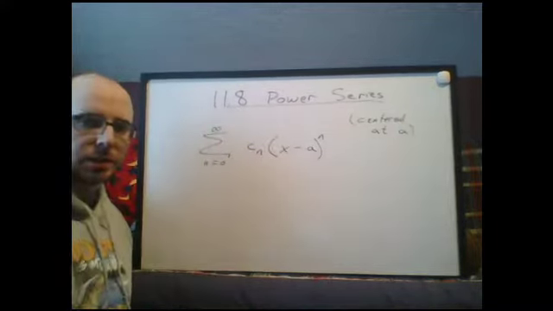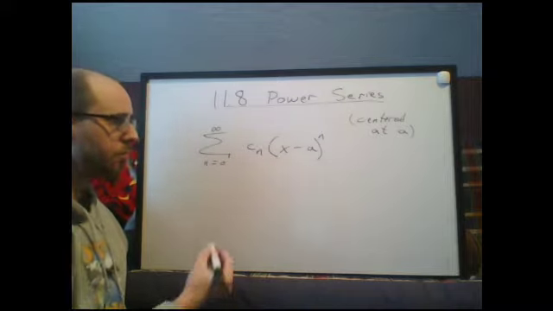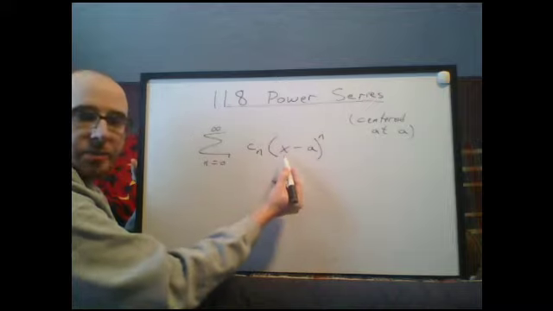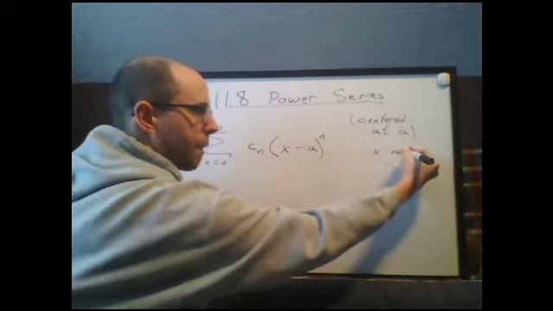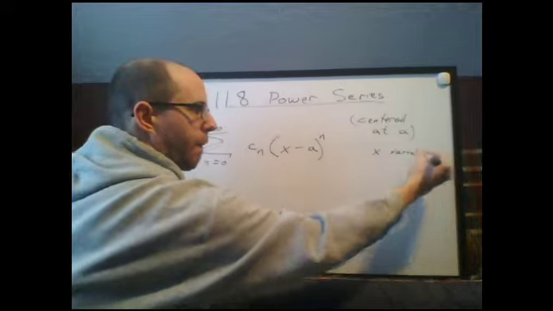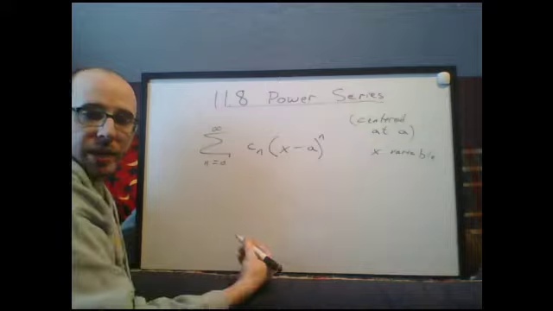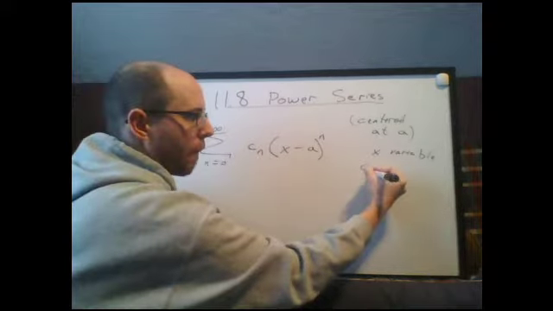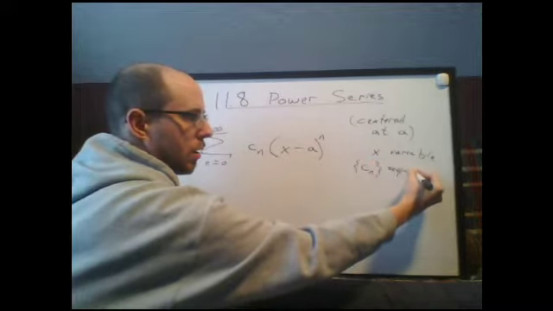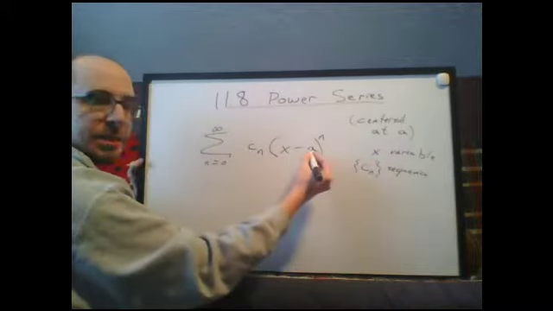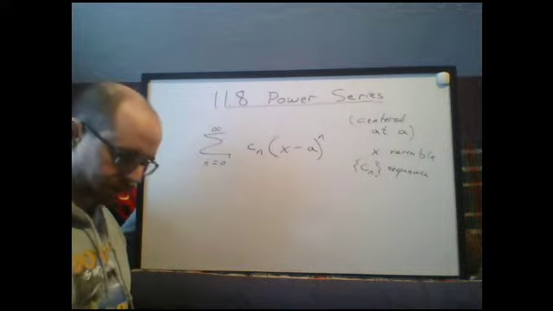All right, so let's consider this for a second first. Okay, so x is a variable. Cn is a sequence, so it's a function of n. Cn, the sequence. A is a fixed number. So a is the center of this power series.